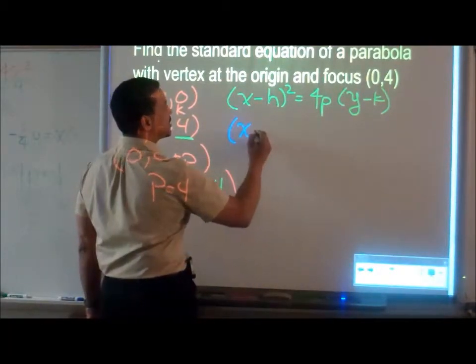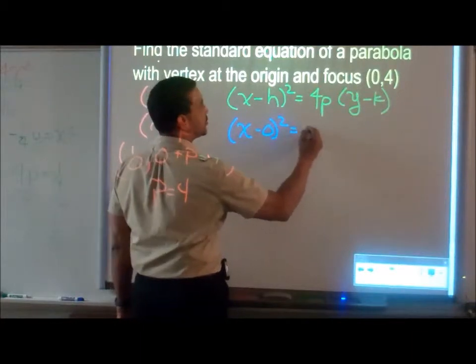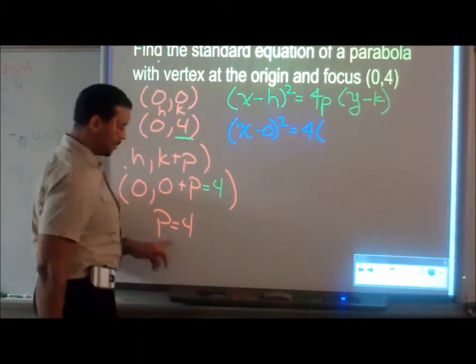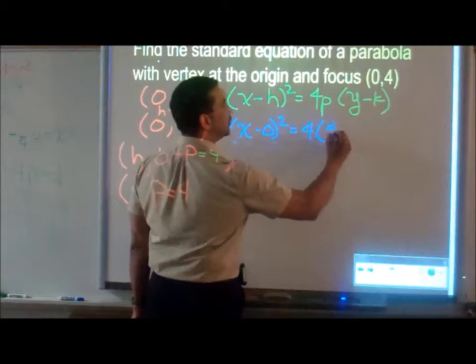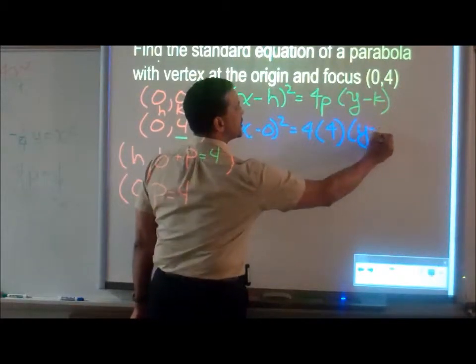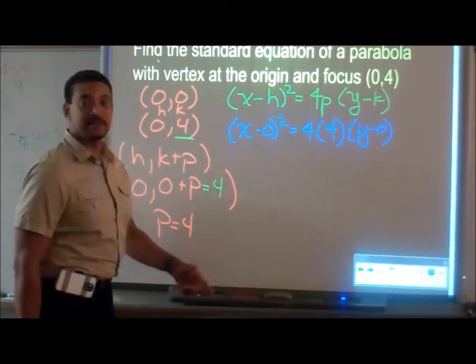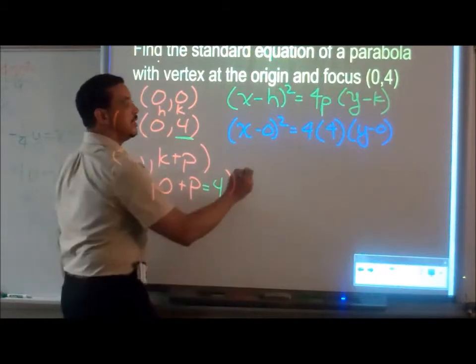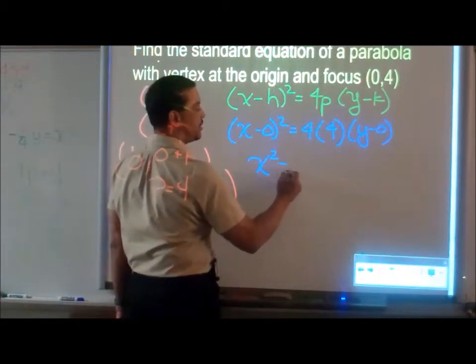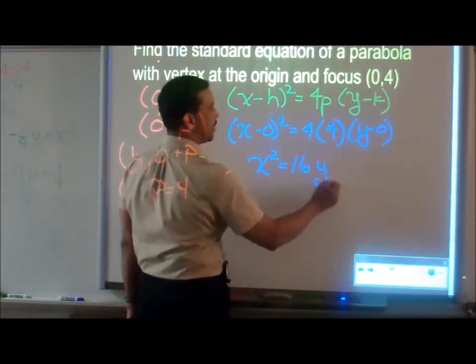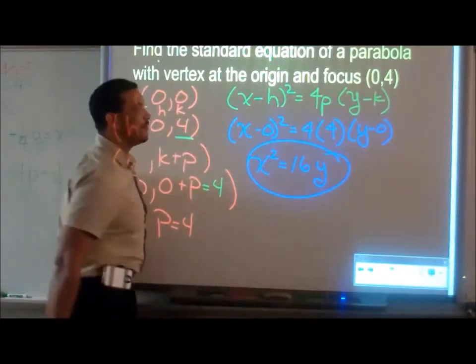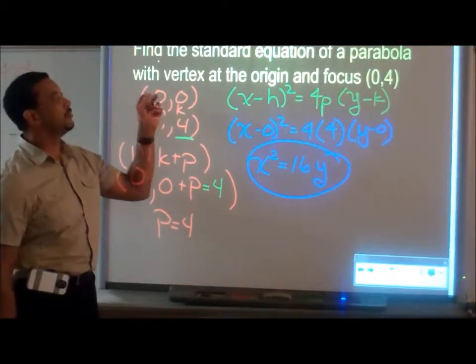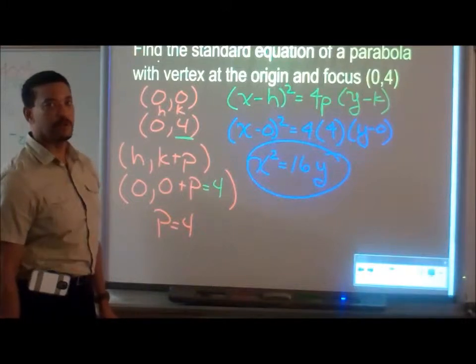It's going to give us x minus 0 squared equals 4 times p, which is 4, times y minus 0. Of course, this one I can simplify because I've got zeros here, and it would simplify to just x squared equals 16y. And there you have the equation of this parabola through the vertex at focus 0, 4.